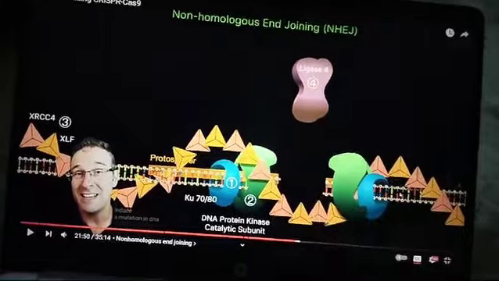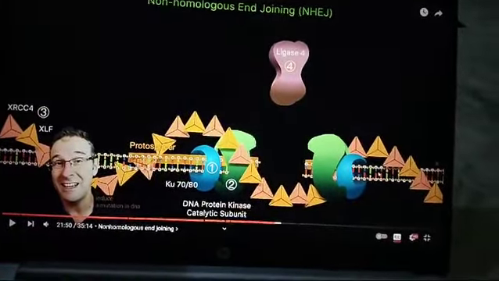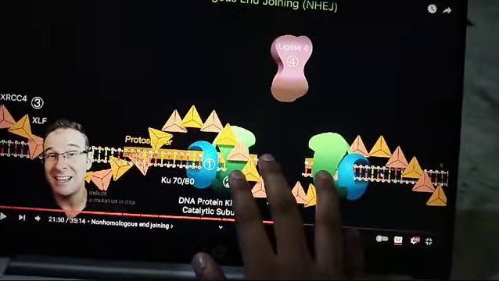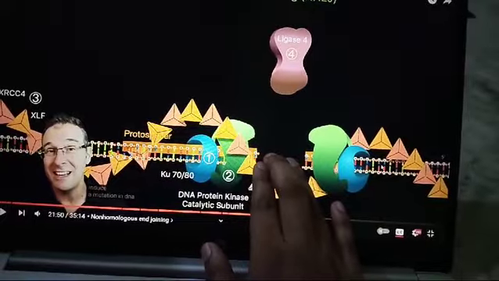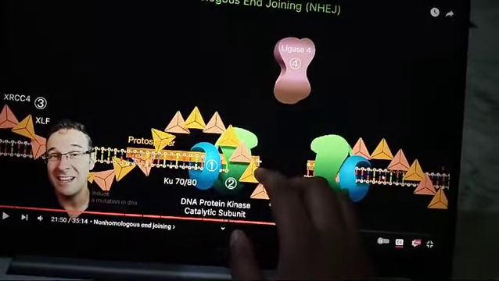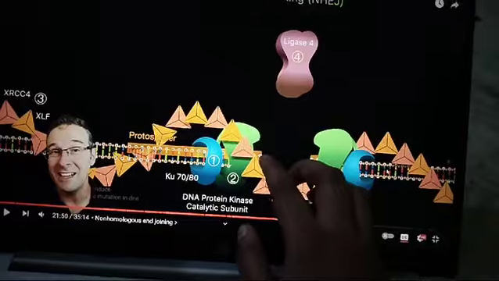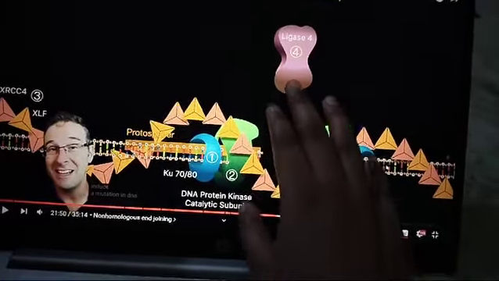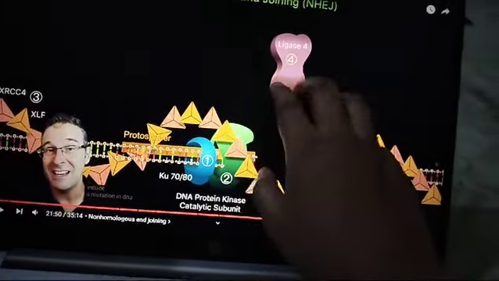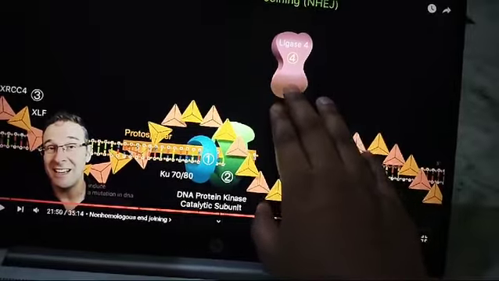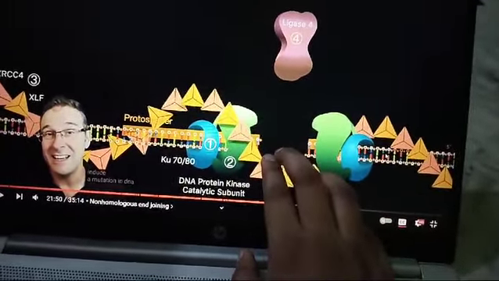homologous one, that it is not error prone. This one is error prone, meaning some errors can occur while ligating these two strands. Some extra bases can be added, because this ligase doesn't know which one is being added, or it does, the only work it needs to do is ligating the two strands.